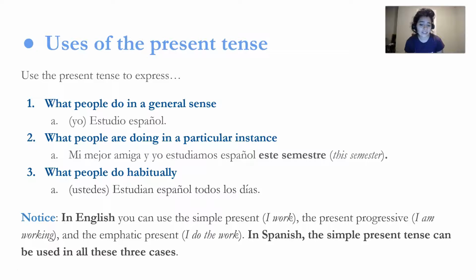Notice, in English, you can use the simple present, for example, I work. The present progressive, I am working. Or the emphatic present, I do work. In Spanish, the simple present tense can be used in all these three cases. So this includes what I already said in number 2. When in English you are using the present progressive to describe a present action, in Spanish you use the simple present.